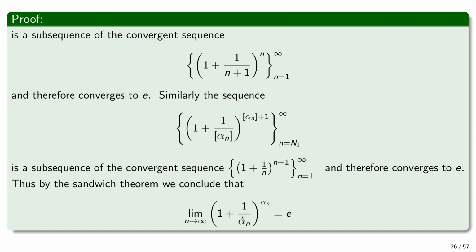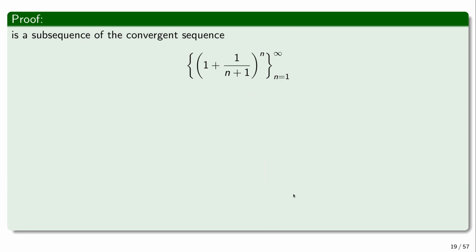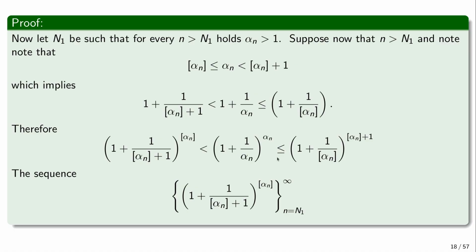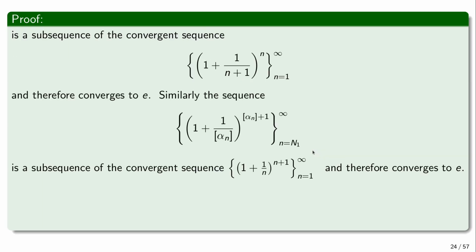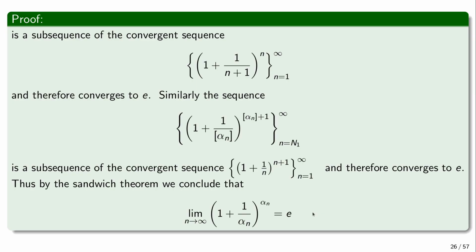So we conclude that this limit, by the sandwich theorem, basically we have bounded, if we go back here, this sequence is bounded by two sequences which are convergent to E. Therefore, by the sandwich theorem, this limit exists and equals E. Okay, good.